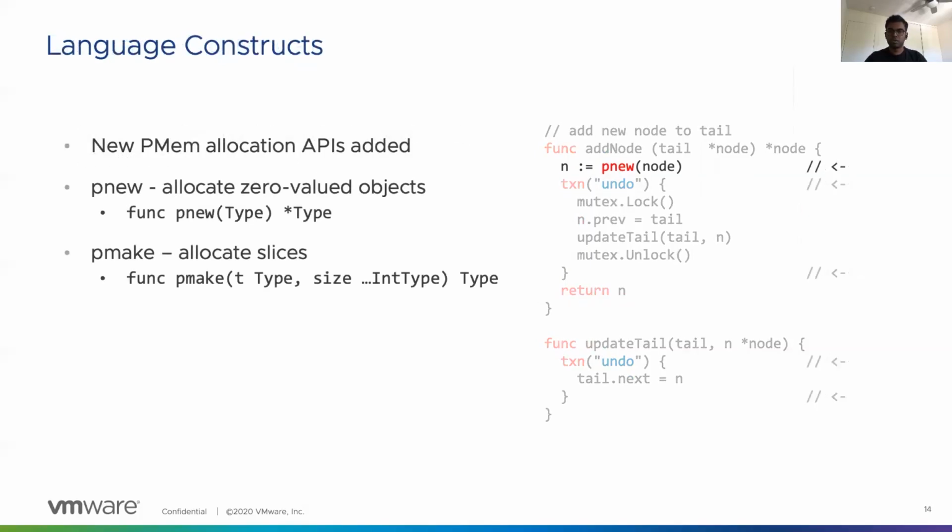First off, we are creating a new node in pmem using the GoPmem keyword pnew. This is a language change. We have added two pmem allocation APIs in GoPmem. pnew allocates zero-valued objects similar to the existing Go keyword new. pmake allocates zero-valued Go slices in pmem. Slices are an integral part of the Go language and can be thought of as an equivalent to C++ vectors.